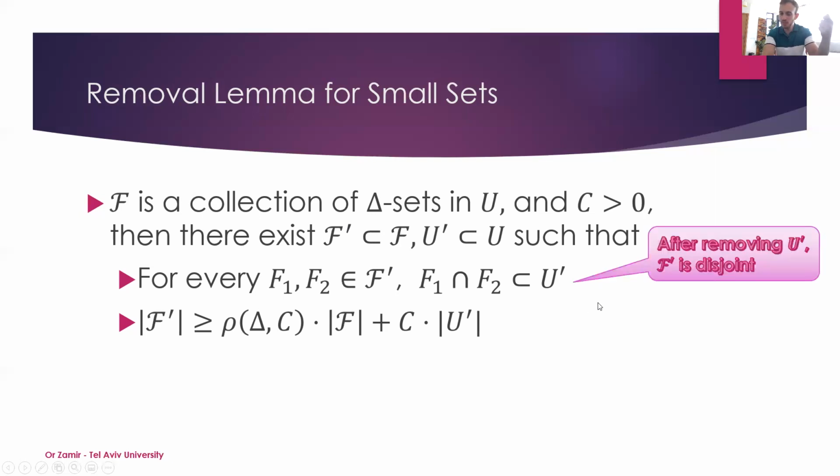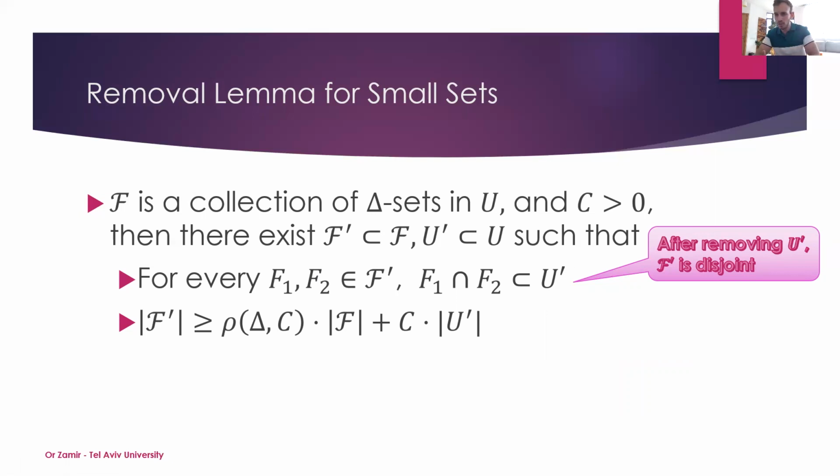The right way to think of that, the way we think about this thing, is that after I remove all elements of U prime from the universe, if I take this set U prime and just make it disappear, I remove it from every set in my collection, I remove it from everywhere, then the collection F prime becomes mutually disjoint. Every two sets in F prime are completely disjoint, except for some intersection within U prime. So if I ignore U prime, the collection F prime becomes mutually disjoint.